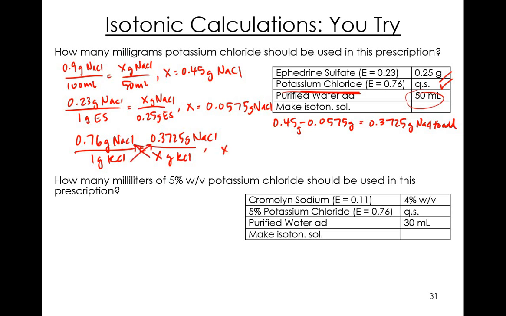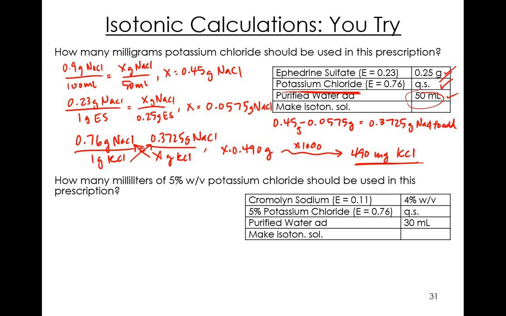And X for that is 0.49 grams, which we can convert to milligrams by multiplying by 1,000. So we have 490 milligrams of KCl that should be added. Okay, so we'll put in 0.25 grams of ephedrine sulfate, and we'll add 490 milligrams KCl. We'll add enough water to get to 50 mils, and that should provide the isotonic ephedrine sulfate solution.